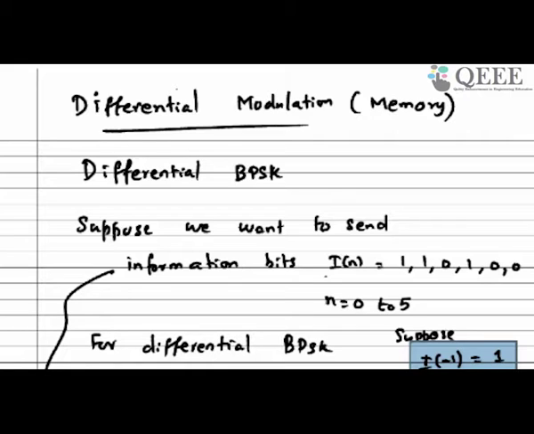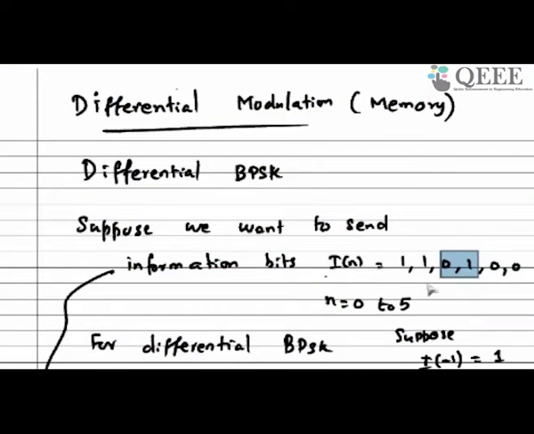So the bit value will be, or the symbol value will be 1. Now for the next one, I compare these two, right. So for the next one, I compare this. So they are also identical. So the next symbol is also 1. Now for the next one, I compare these two. So 1 and 0. So they are different. So I will send minus 1.